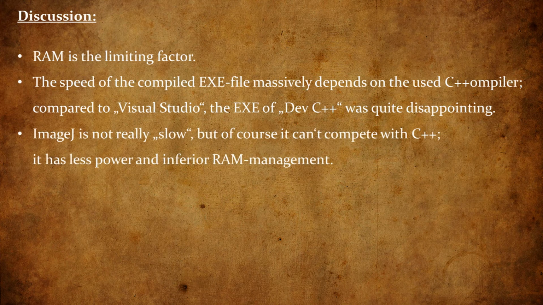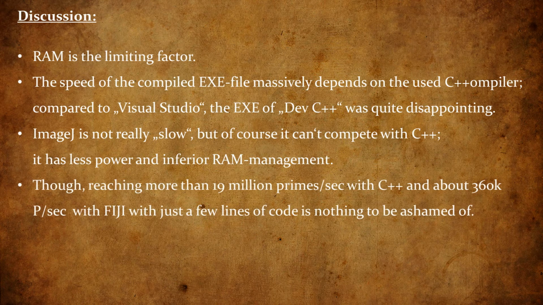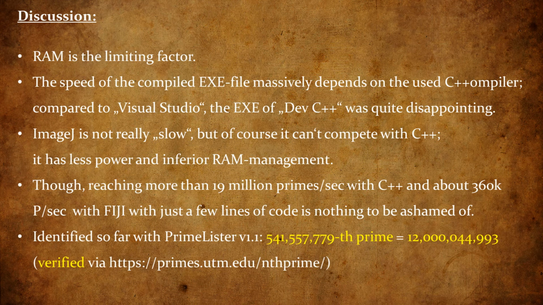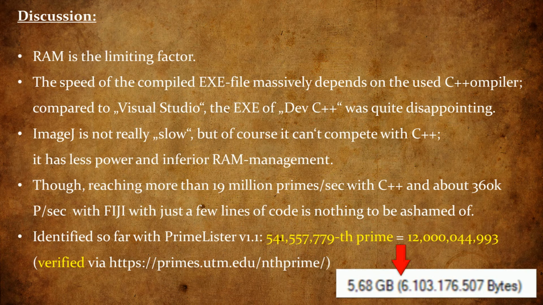ImageJ is not really slow, but of course it cannot compete with C. It has less power and inferior RAM management. Nevertheless, reaching more than 19 million primes per second with C and about 360,000 primes per second with FIJI with just a few lines of code is absolutely nothing to be ashamed of. At the limit of a system using 32 GB of RAM, PrimeLister is able to identify all prime numbers smaller than 12 billion. Whatever you are going to do with a 6 GB list of primes.